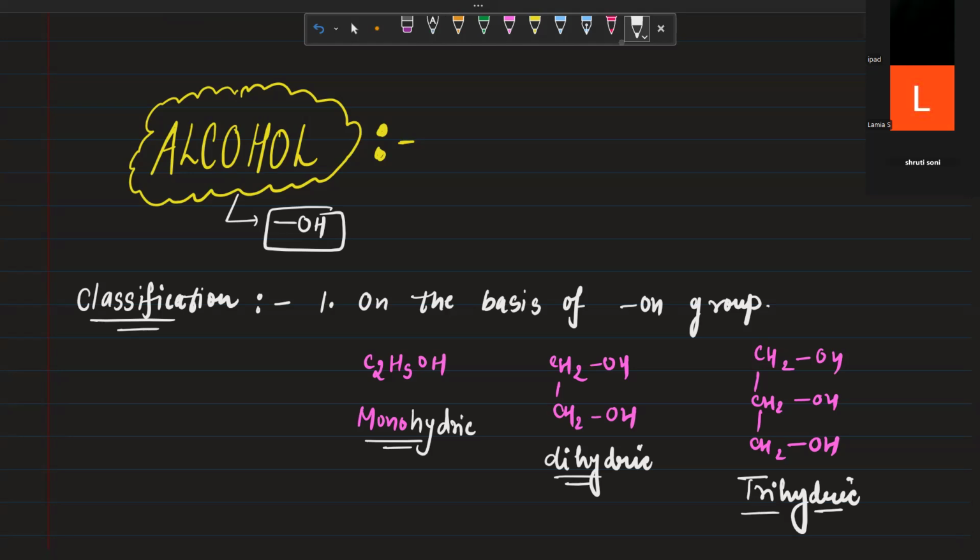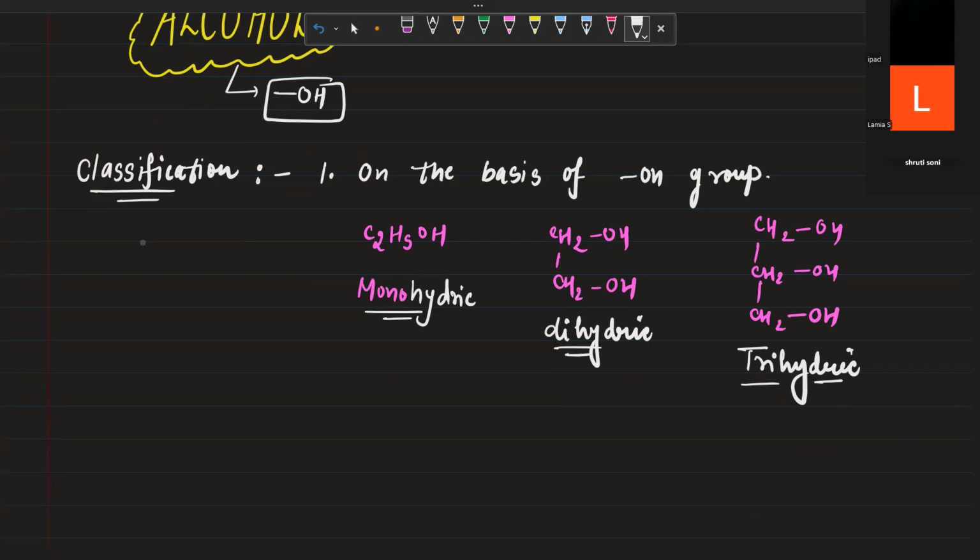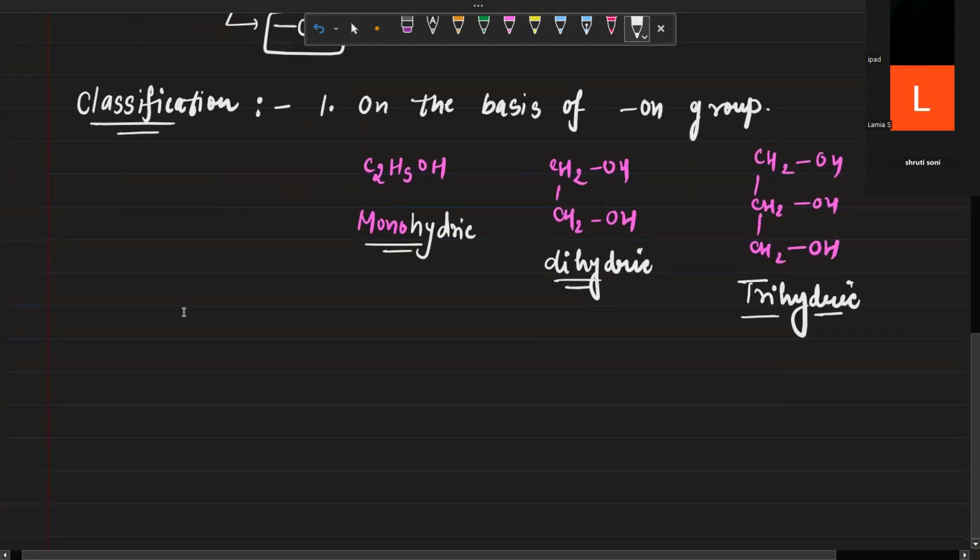Okay. Then this is the first part of classification. The second part depends upon the carbon to which the OH is attached. Do you remember 1 degree, 2 degree, 3 degree? So 1 degree is known as primary.